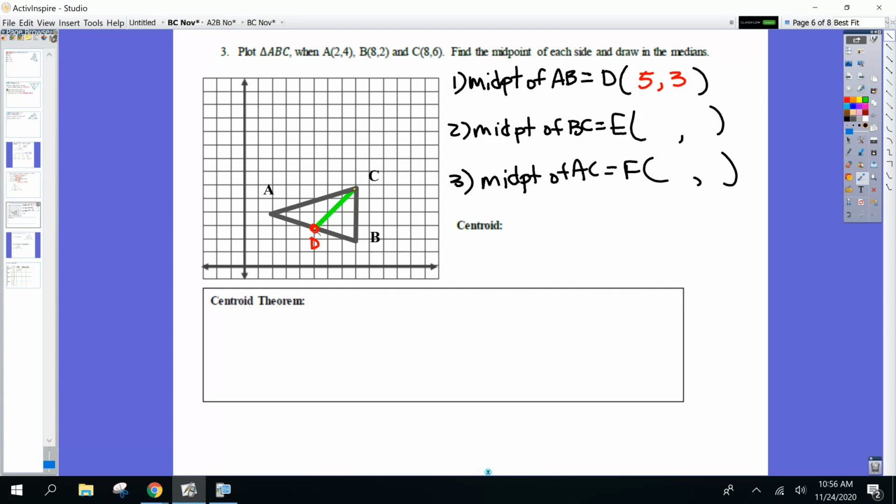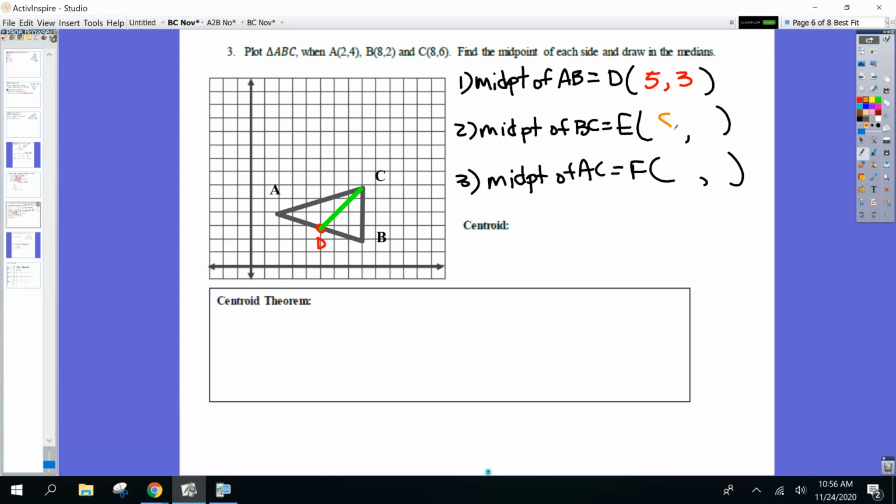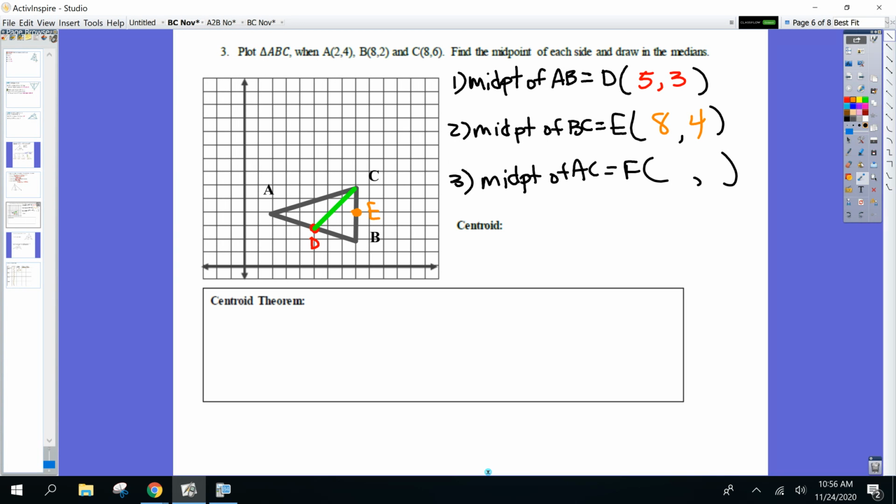Okay, group 2, midpoint of BC. What do you got for me? 8, 4. Got a winner. Make sure everyone copies it down. Go over to your graph. Graph it. Call it point E. And with the straight edge, well, you don't really need one here. It's just a horizontal line. Draw in median AE.